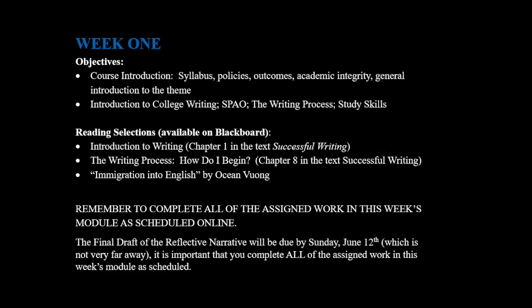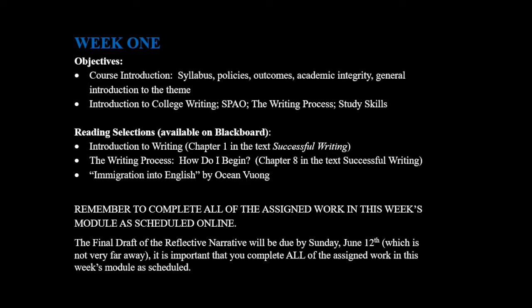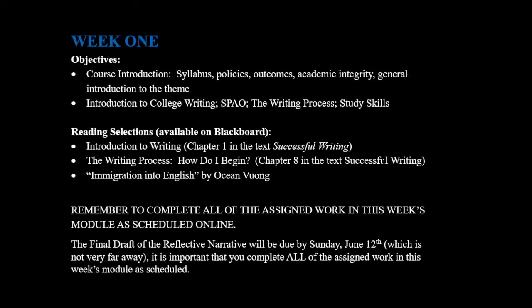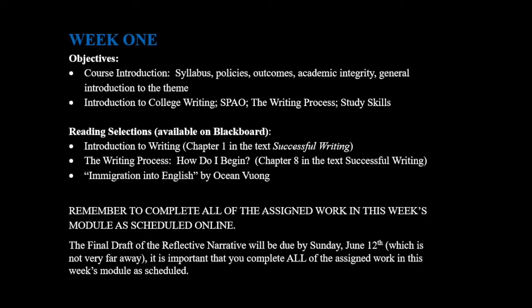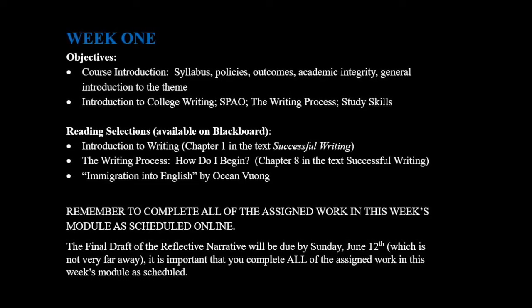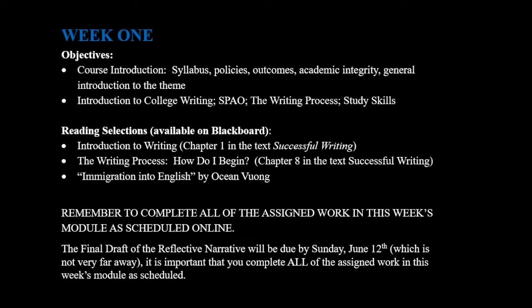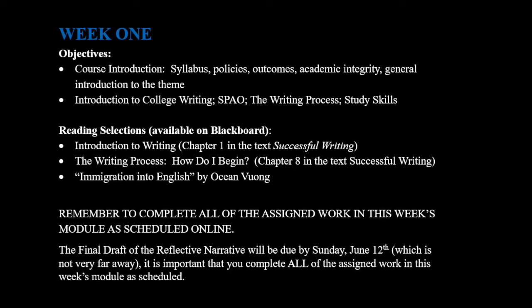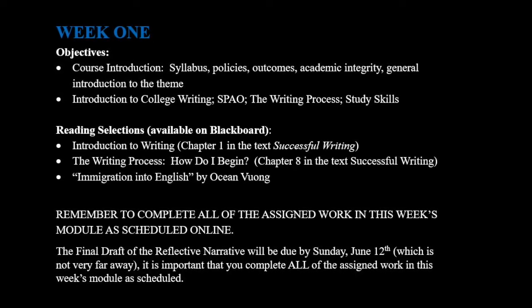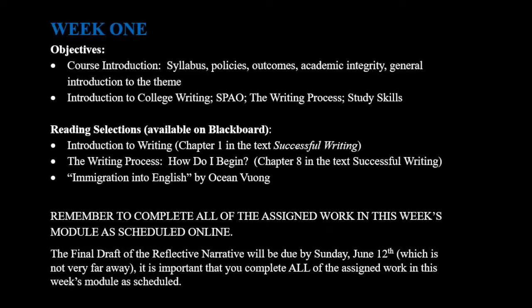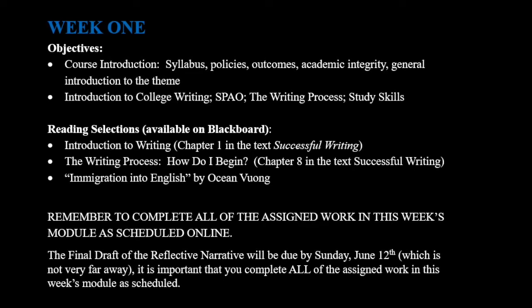Now, for the first week, here are the objectives. We have a course introduction, which you're getting to do now, talking about syllabus, policies, outcomes, academic integrity, and a general introduction to the theme, which we've talked about. Then you're going to have an introduction to college writing, understanding SPAO, looking at the writing process, considering study skills. And you have 3 reading selections. 2 of them are from the text Successful Writing, and the other reading is Immigration into English by Ocean Wong. All of these readings are available on Blackboard.